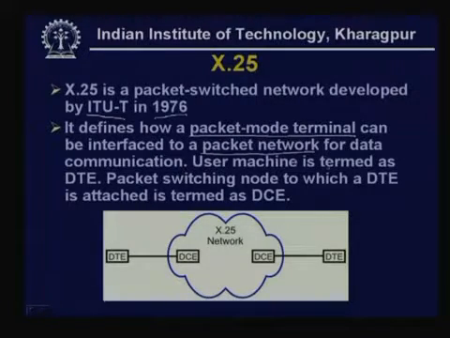Here the user machine is termed as DTE, as we already know. So, this is the terminal DTE, data terminal equipment, and the packet switching node to which this data terminal equipment is connected is termed as DCE. We are already familiar with these two terms, and as you can see, DCE is part of that X.25 network, and this particular specification explains in detail how a DTE working in packet mode can interface with the DCE and perform packet transmission.